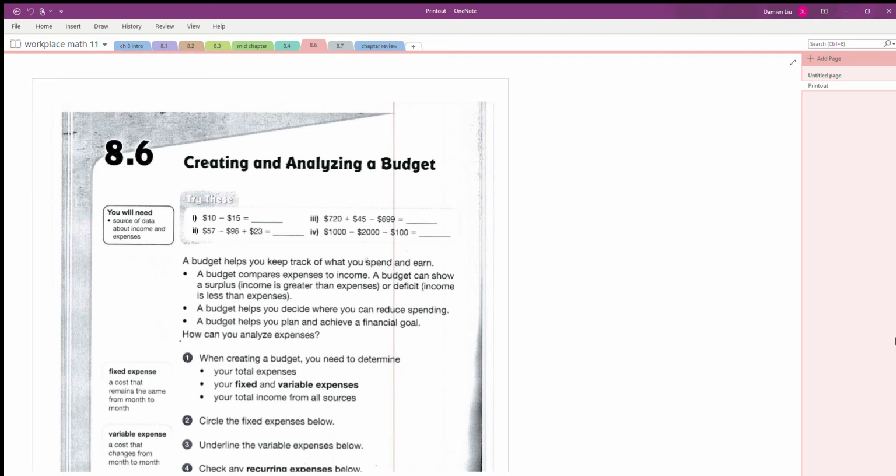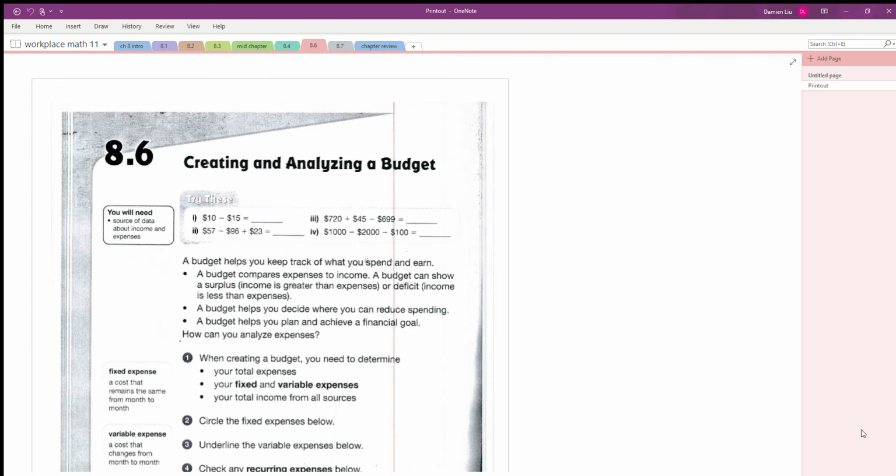So here we go with 8.6, creating and analyzing a budget. You will need a source of data about income and expenses. Probably the internet is a good spot to go to. And let's take a look at what we'll do. Try these first, and then we'll walk down through the different pieces here. The try these gives you an idea of what to expect in this section today.